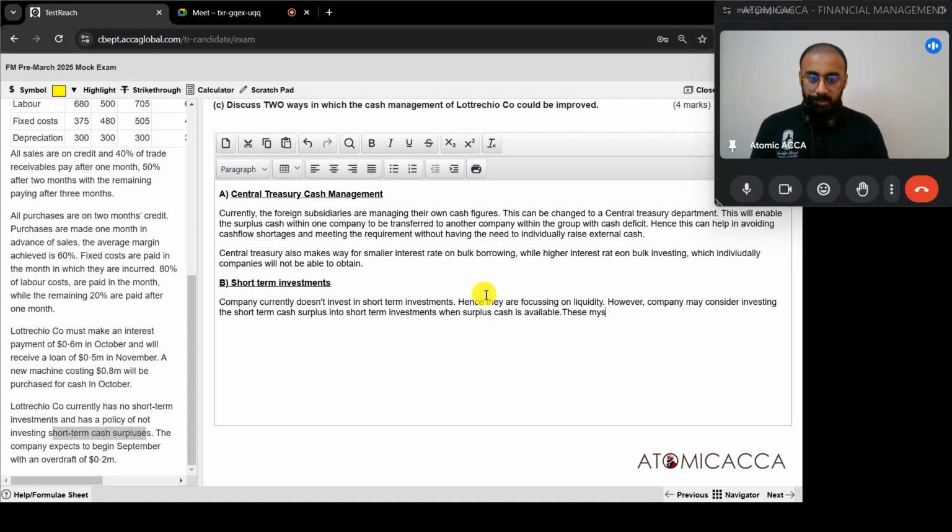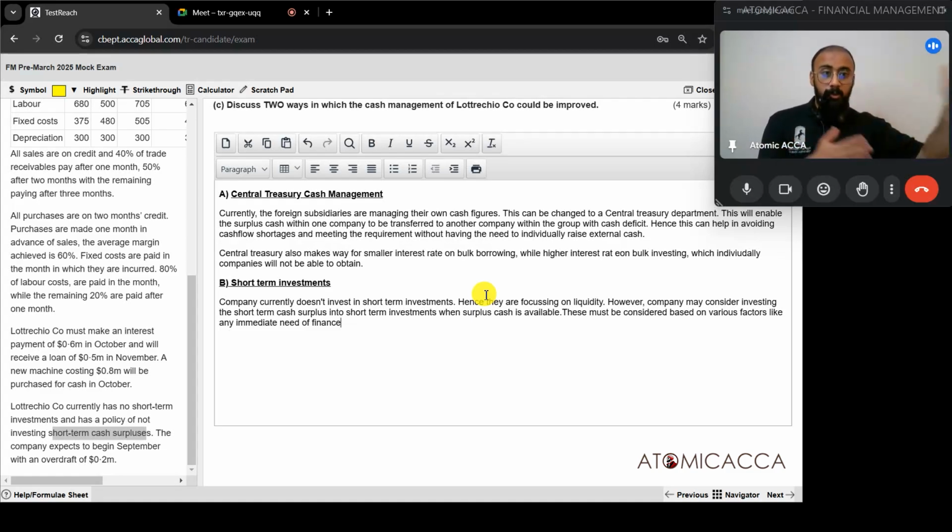These must be considered based on various factors, like any immediate need of finance, because if surplus cash is there but some immediate other finance need is coming up, you should not go and invest somewhere else. You need that money with you, so you have to consider that immediate need of finance in near future. Then penalties for early withdrawal from investment.